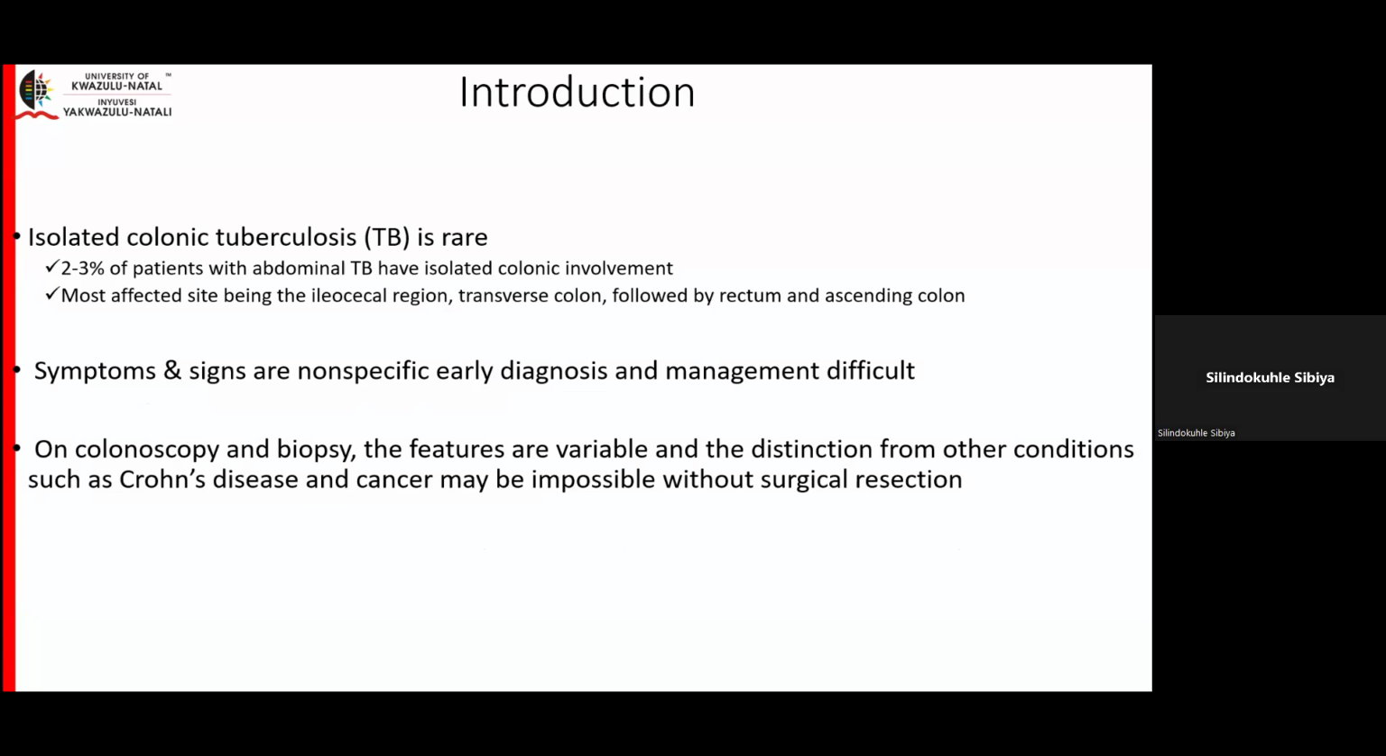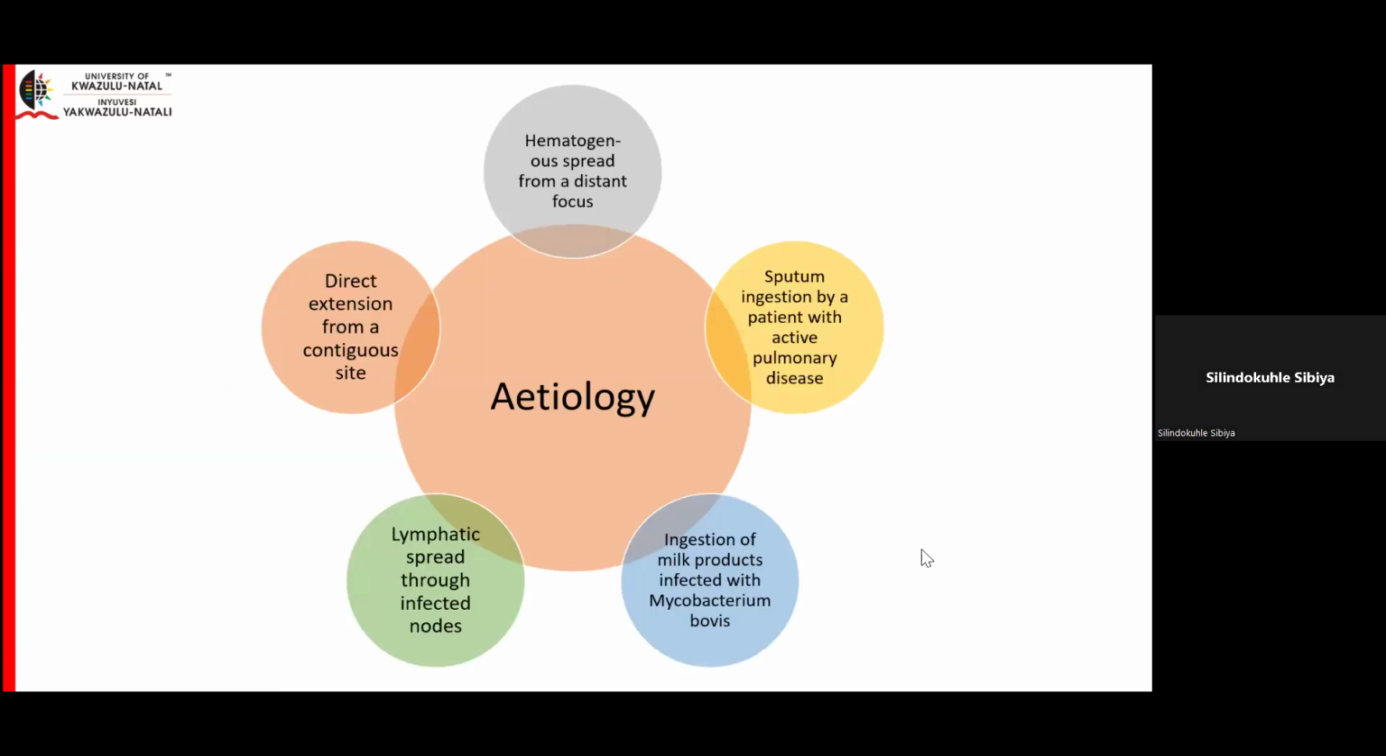On colonoscopy and biopsy, the features are variable, and the distinction from conditions such as Crohn's disease or cancer may be impossible without surgical resection. So the etiology can be from hematologic spread from a distant focus, from sputum ingested by the patient with active pulmonary disease, from ingestion of milk products infected with Mycobacterium bovis, or from lymphatic spread through infected lymph nodes, or direct extension from contiguous sites.